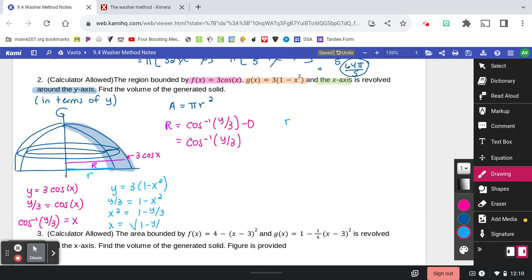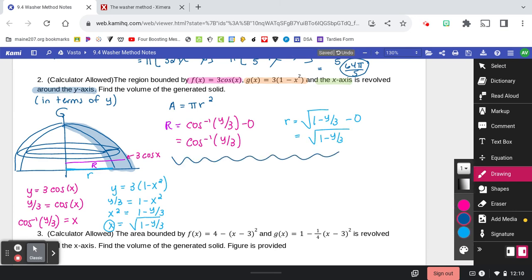I know that technically I get 2 answers for a square root, plus or minus, but in this case, since all of my parts of my graph are on the positive side of the x's, I'm going to go ahead and go with x equals positive square root of 1 minus y over 3. So if I do right minus left, I have square root of 1 minus y over 3 minus 0, which just gives me square root of 1 minus y over 3.